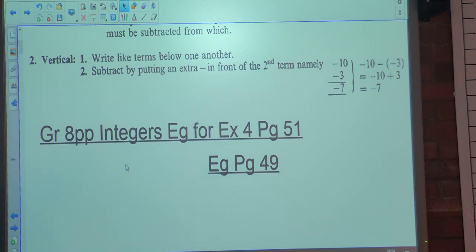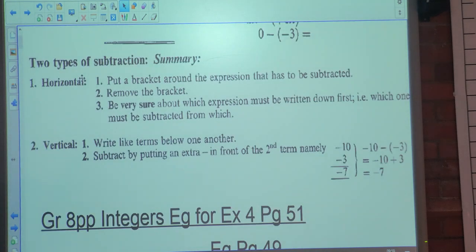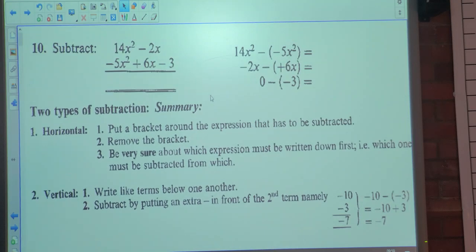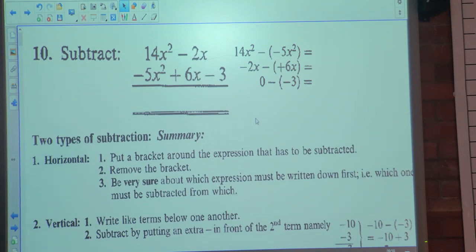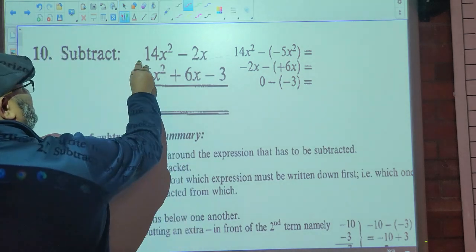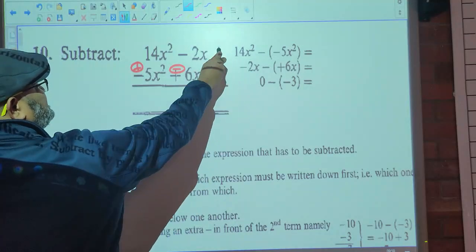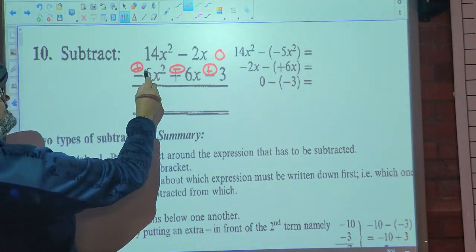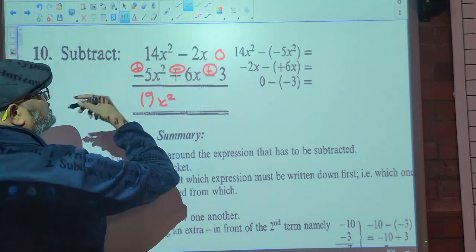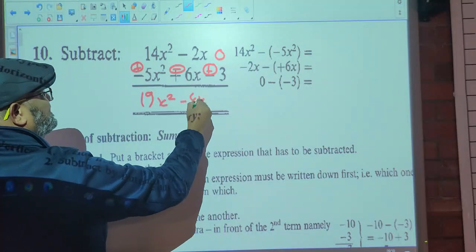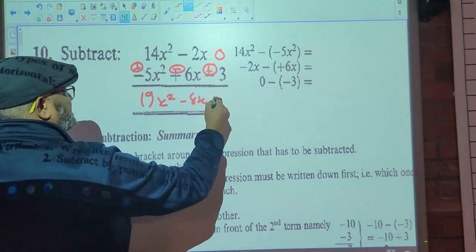Okay, so now we're on the same page with the last of its type. Again, subtract. So if it's subtract, what do we do? We change the signs on the line. You see there's nothing here, so it's a 0. So 14x squared plus 5x squared is 19x squared. Minus 2x squared minus 6x squared is minus 8x squared. Minus 2x minus 6x is minus 8x. And then 0 plus 3 is 3.